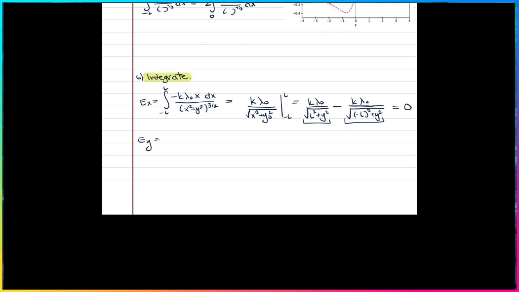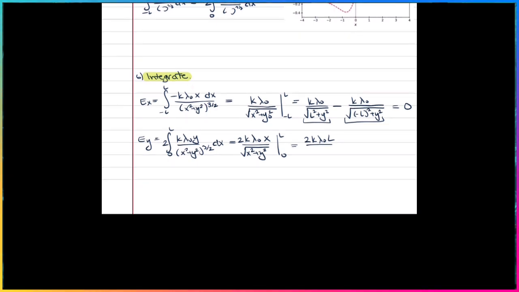E sub y, we said, is going to be twice the integral from 0 to L of k lambda naught y over x squared plus y squared to the 3/2 dx. And then you do that fun stuff again, and it ends up becoming k lambda naught times x all over the square root of x squared plus y squared. And I dropped my 2. Yes, okay, and then that goes from 0 to L.